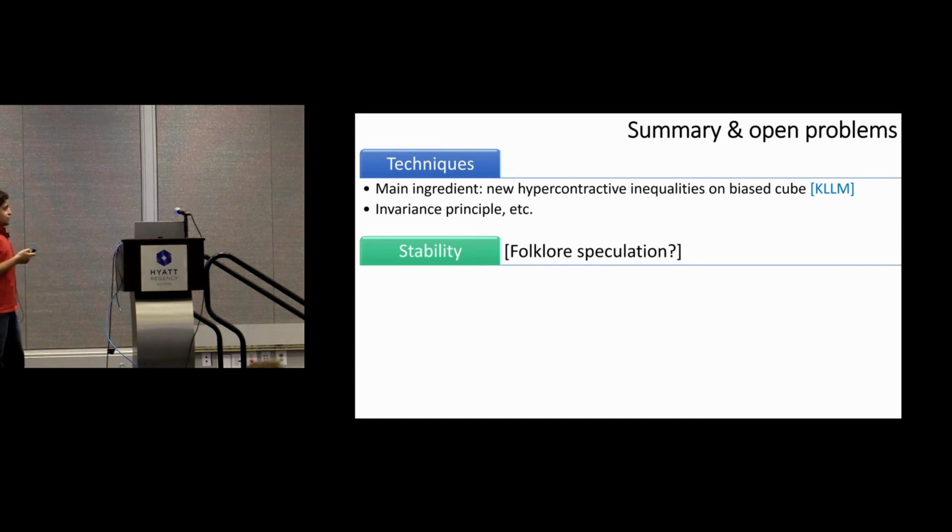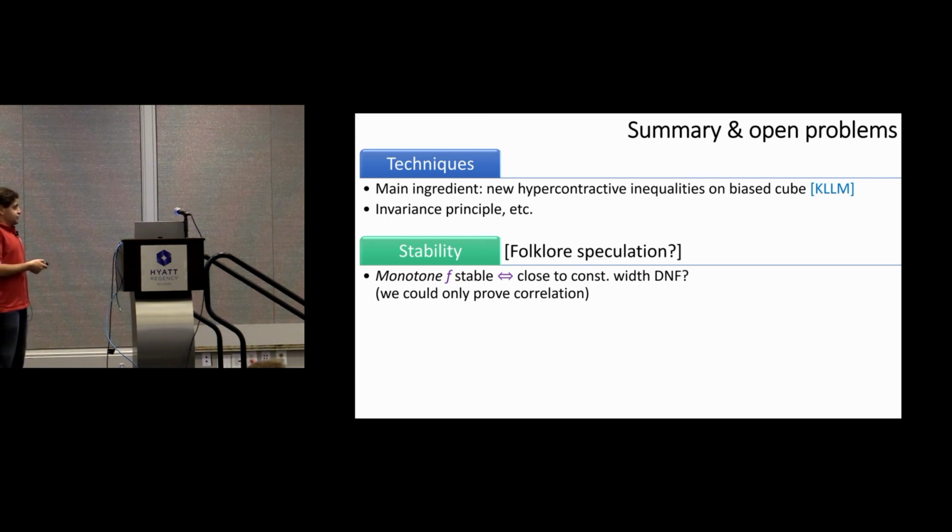Now I want to state two open problems. The first one is, as I already mentioned, what can you say about monotone stable functions? I don't know any specific citation, but I believe this is a folklore speculation or hypothesis that these functions essentially have to be correlated with DNF formulas. As I said, we could not prove this theorem. Instead, we could only prove correlation.